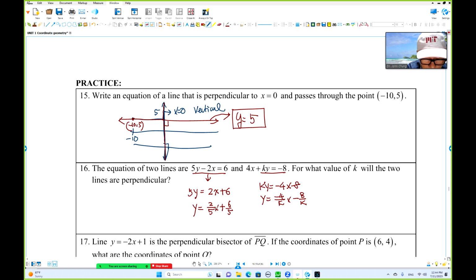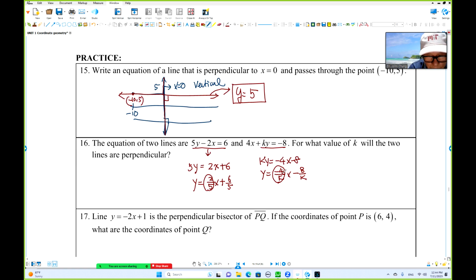For perpendicular lines, we don't care about the y-intercept. They might be equal, they might be different. It doesn't matter, just the slopes. This slope, negative 4 over k, must be the negative reciprocal of 2 over 5. What is the negative reciprocal of this number? Negative 5 over 2, isn't it? So negative 4 over k should equal negative 5 over 2.